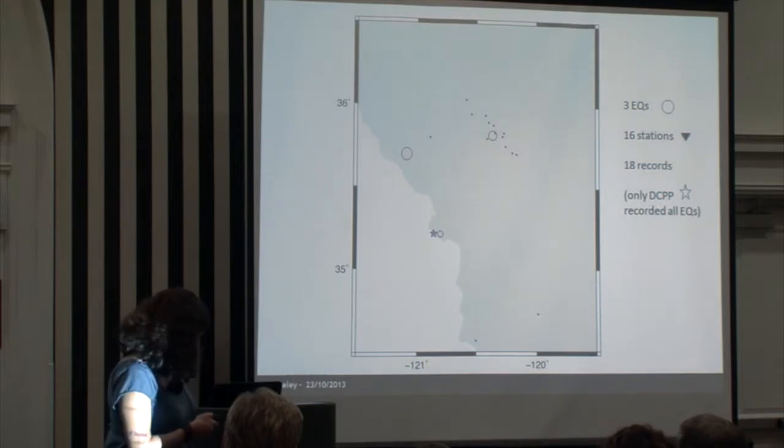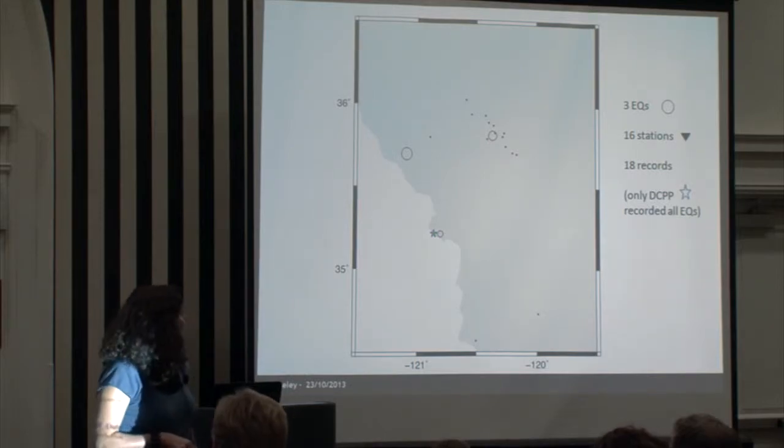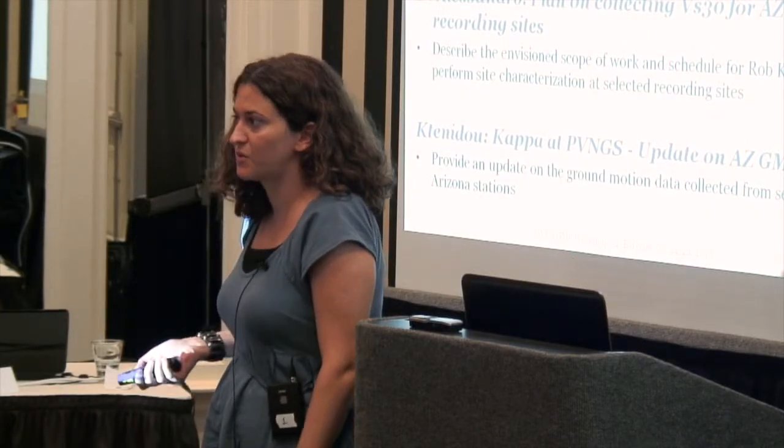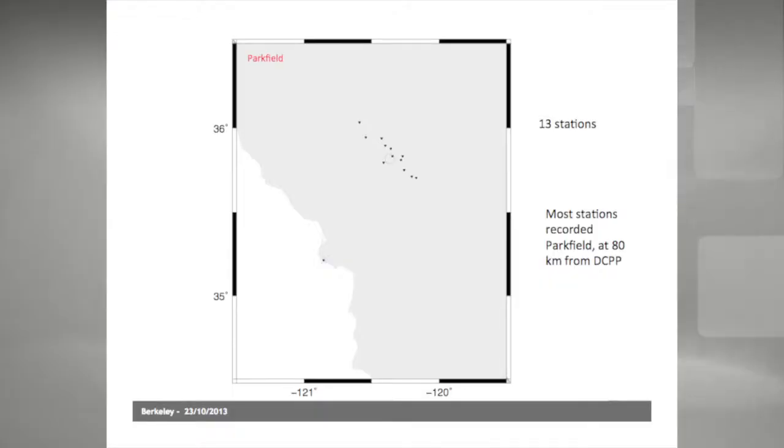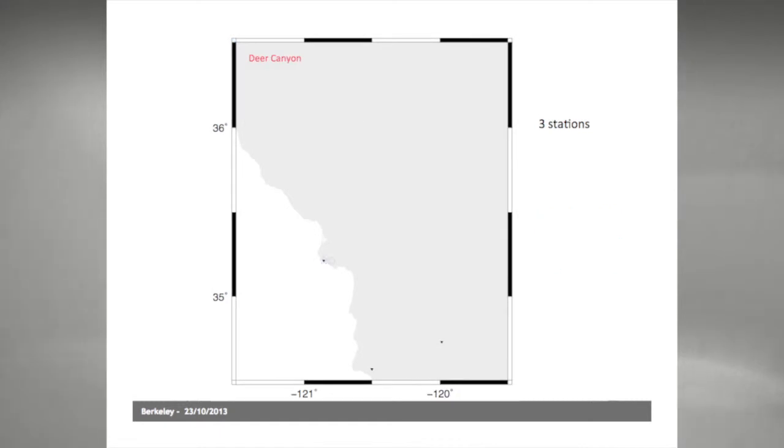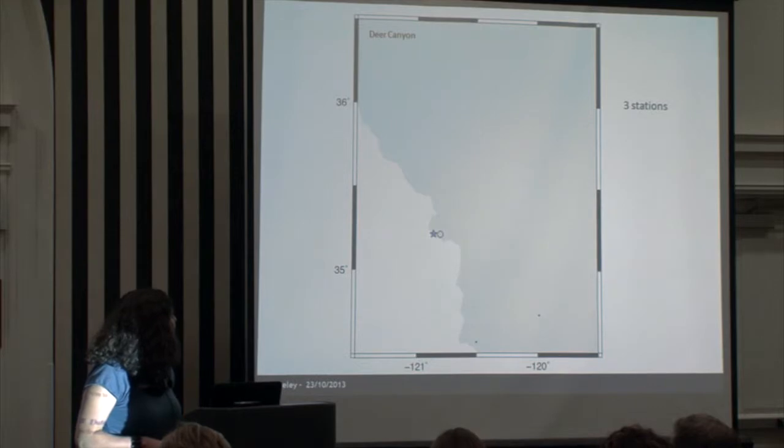So these are the 3 events we have to work with. Diablo Canyon is right here. We have 16 stations, and each of them only recorded 1 event, except for the Diablo Canyon itself, of course. This one's San Simeon. Then you have Parkfield, which got the most, and then Deer Canyon.